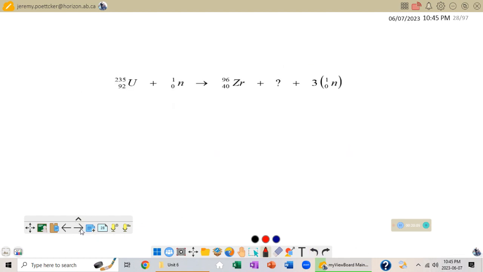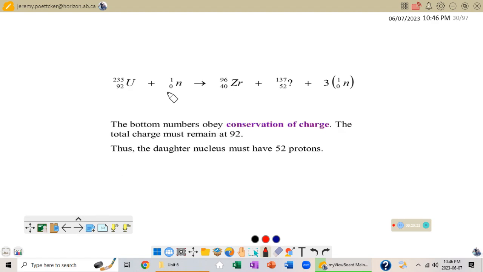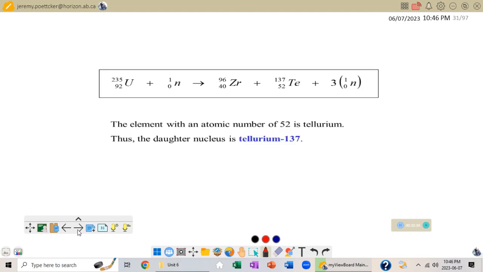Lovely. And again, you could also do this conservation of nucleon number first. Fair enough. Bottom numbers have to obey conservation of charge. The daughter nucleus here, the one that we don't know, has a 52, which is tellurium. And there we go.